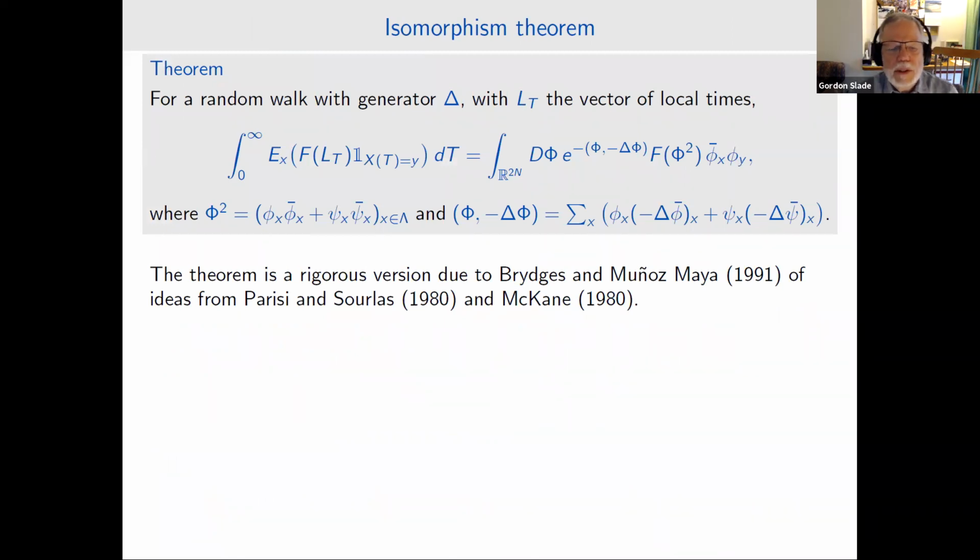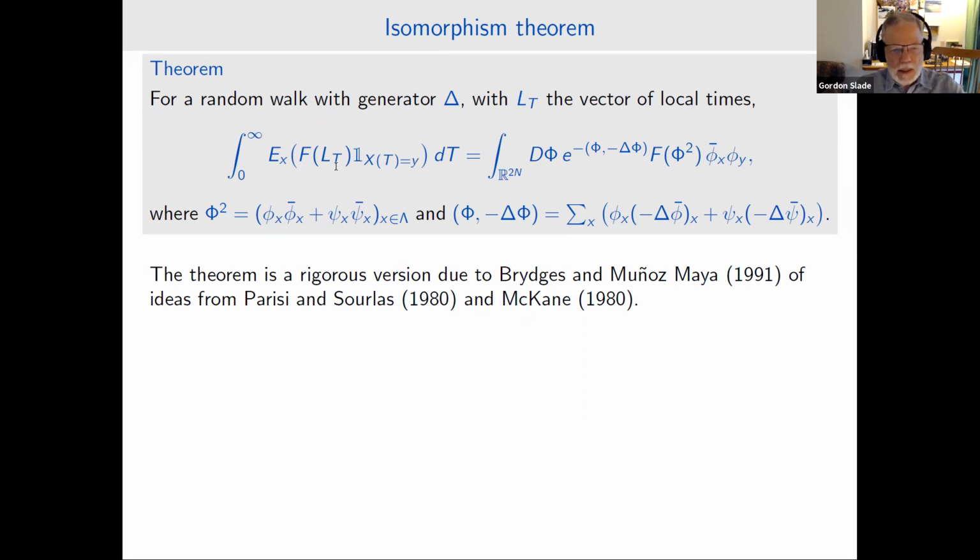So there's an isomorphism theorem, so-called, which relates the random walk model to these Grassmann variables. And it's quite general. On any finite graph and with any generator, we're interested specifically in the case where delta is the graph Laplacian, but it doesn't have to be for this formula to be true. It's extremely general. LT is the vector of local times. That means I want to think of it as a vector, L_{T,x}, where x is in lambda, is the local time at x. And if we have an integral like this, a one-dimensional integral with respect to t, of an expectation for the random walk with generator delta on lambda, starting at x, we're forcing the walk to end at y at time t, and we're taking the expectation under that restriction of some function of the local times, which is what we have in our 2-point function.